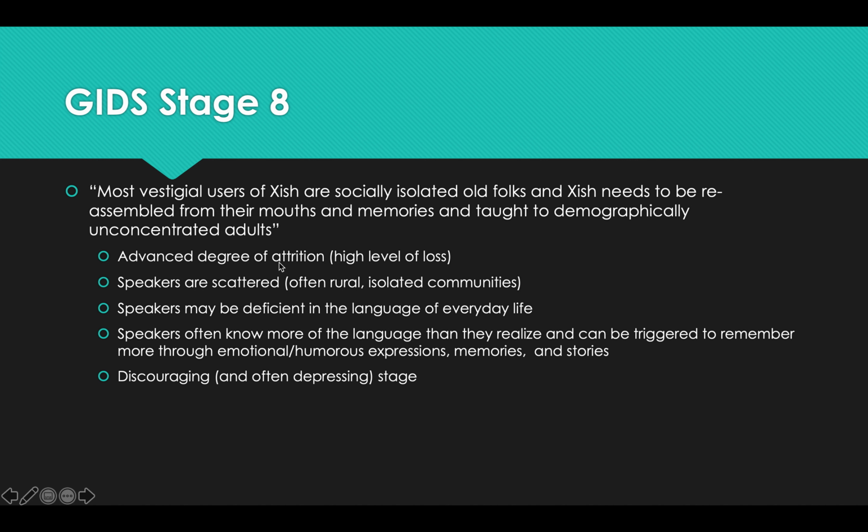So they have an advanced degree of attrition, which just means a high level of loss. The speakers are scattered, so they're often in rural, isolated communities. They're not together. Speakers may be deficient in the language of everyday life. They may not remember how to talk about certain things, like everyday life kind of things. Maybe they just remember prayers, or they remember certain phrases. Speakers often know more of the language than they realize, and they can be triggered to remember more through just talking with them, emotional, humorous expressions, memories, and stories.